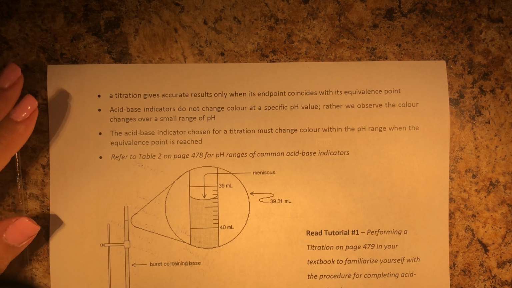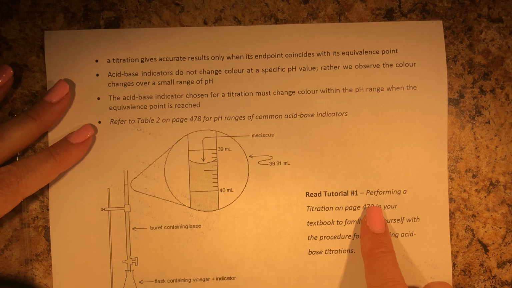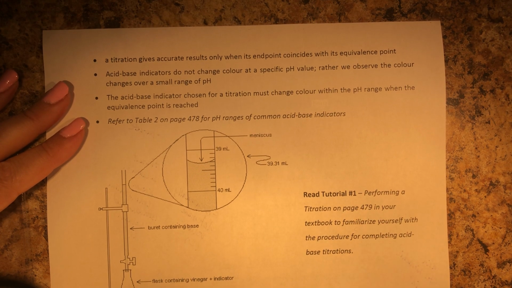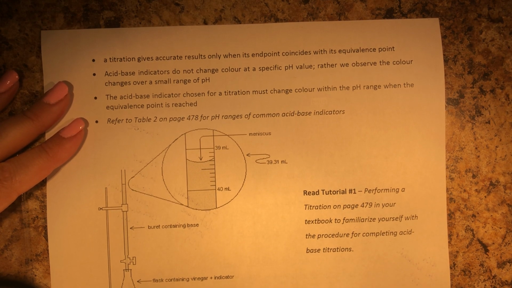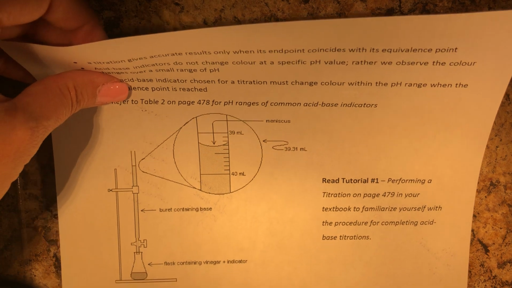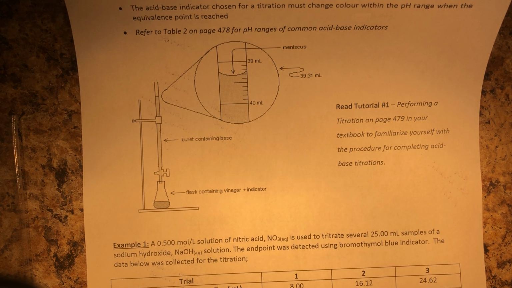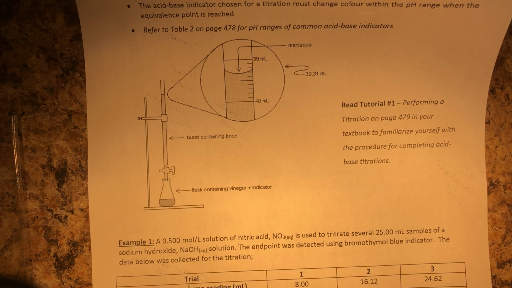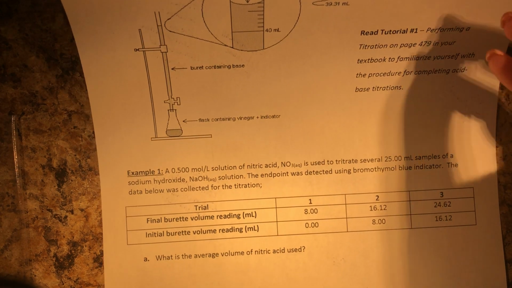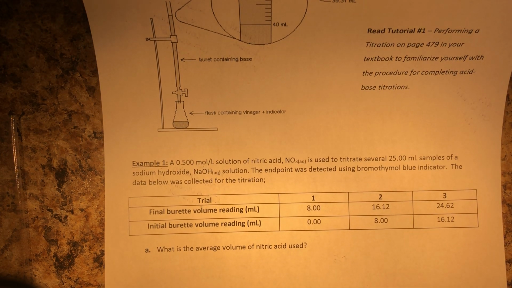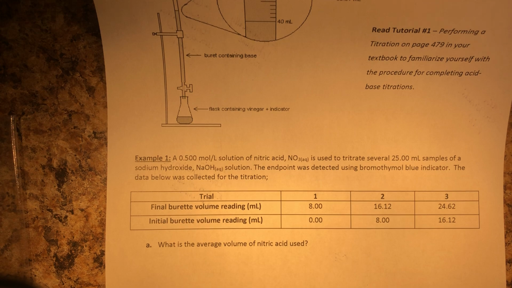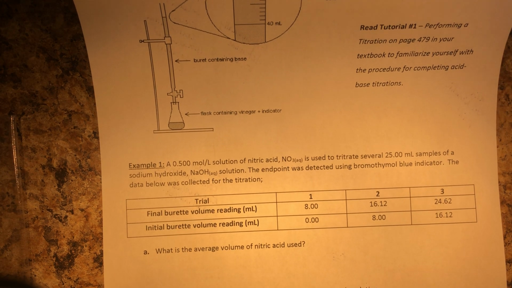In order to know how to do a titration, the steps are shown to you on page 479, and you can read through how you would do that. Hopefully we will get to one of those in grade 12. But we're going to learn how to do the calculations. We're going to focus on that because that's what we're going to be doing in this lesson. So let's take a look at that.